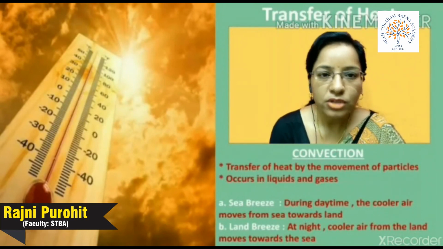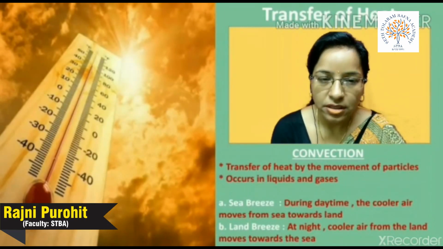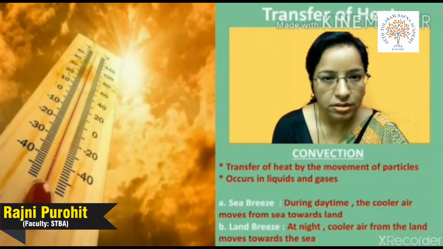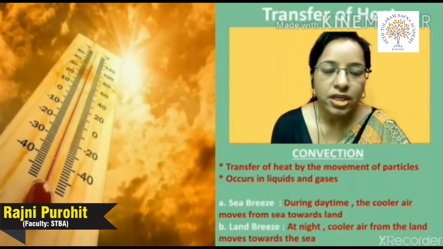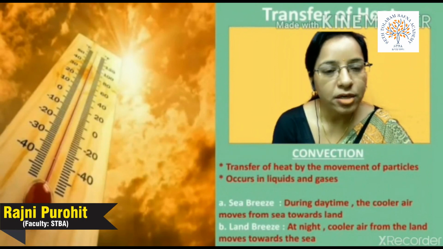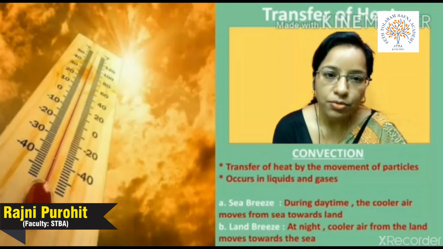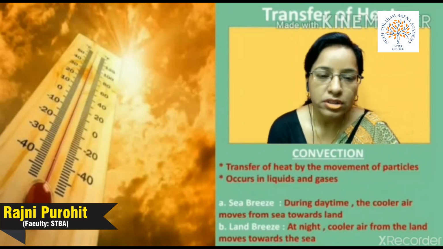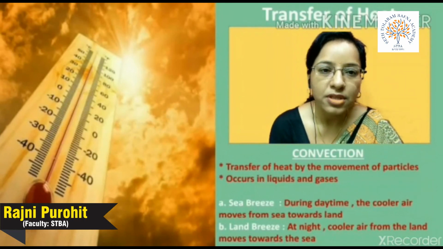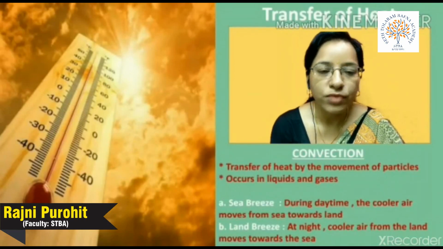The convection process generally occurs in liquids or gases. As we know, liquids and gases have loosely packed particles. So when we heat any liquid or gas, it expands, becomes lighter and moves upwards. When the first layer of particles moves upwards, the surrounding particles, as they are cooler, move downwards and start getting heat. As they become heated up, they finally start moving upwards.